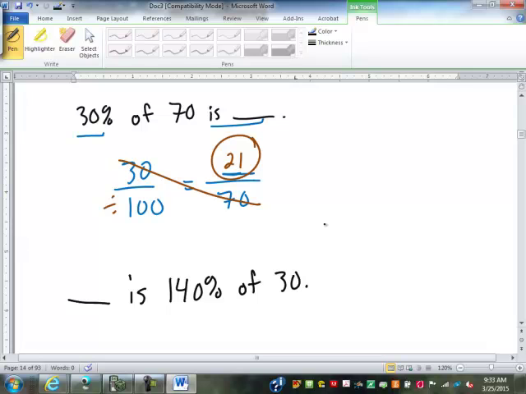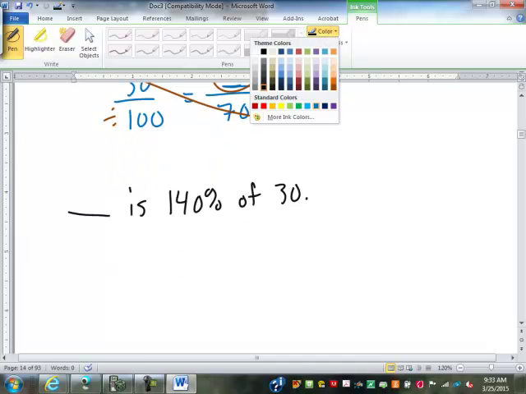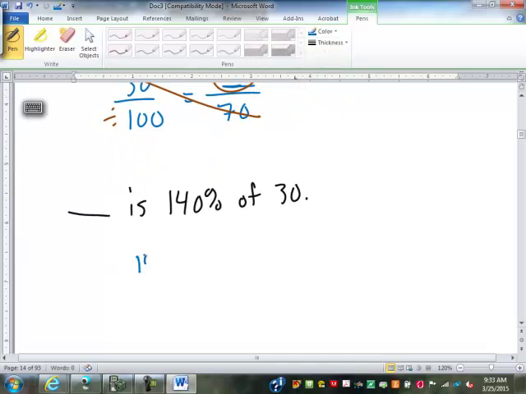Blank is 140% of 30. So looking at this one, we're going to start with the percent. 140% is 140 out of 100. Now, before we do anything else, since 140 is bigger than 100, what that tells us is our part that we're going to find, our portion, is going to be bigger than the whole thing, bigger than what we started with.